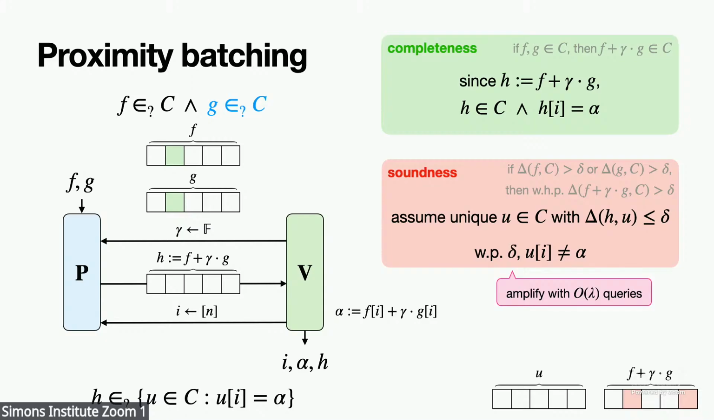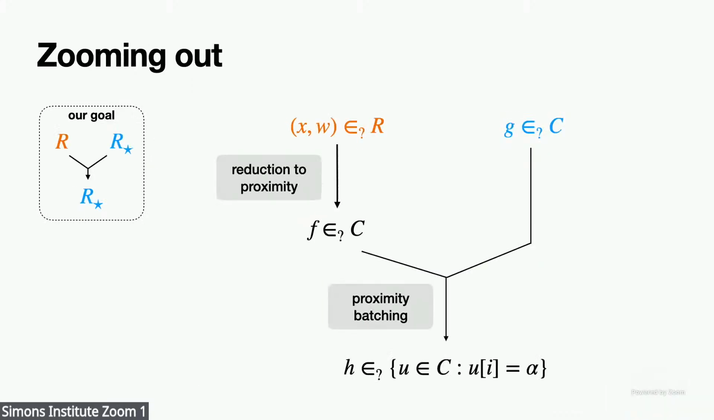Any questions? Cool. Okay, so let me zoom out a bit. This is the protocol that we have right now. We have some target relation, this orange thing here, and then we reduce it into a proximity claim, and then we take these two proximity claims, and via this proximity batching protocol I described just now, we're producing this output claim. But we're still not done.